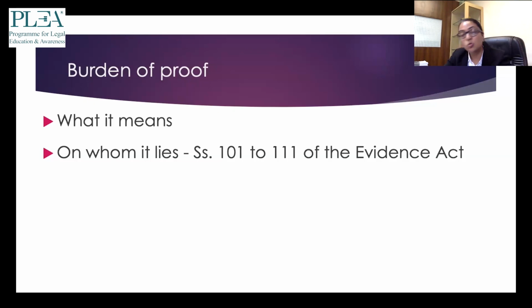Section 102 says that in a suit or a proceeding, the burden of proof lies on that person who would fail if no evidence is given on either side. So therefore, generally, the burden of proof is on the plaintiff, correct? Because if the plaintiff comes to court with a case and makes certain allegations against the defendant, and there is no evidence on either side, the plaintiff would lose the matter. The plaintiff would not succeed. Therefore, the burden would be on the plaintiff. Generally, that is the case, right? Then again, those sections talk about in each individual case on whom the burden of proof is.